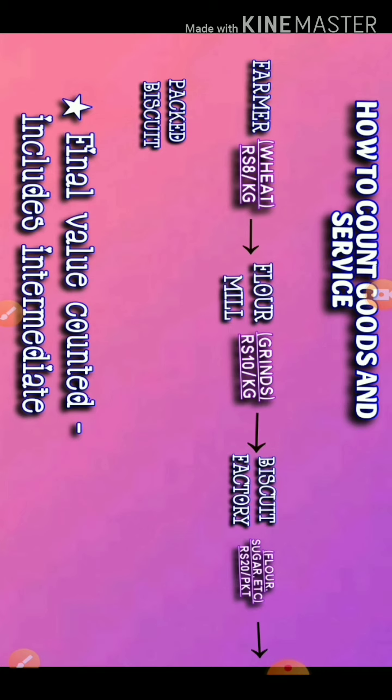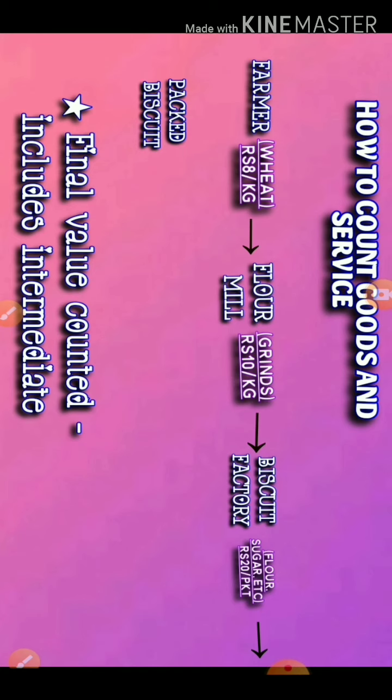So let's take an example of the farmer. The farmer supplies wheat to the flour mill at the rate of rupees 8 per kg. The flour mill grinds the wheat and provides it to the biscuit factory at the rate of rupees 10 per kg. And finally, this biscuit factory uses flour, sugar, ghee, etc. and packaging, and finally provides the packed biscuit at the rate of rupees 20 per packet.